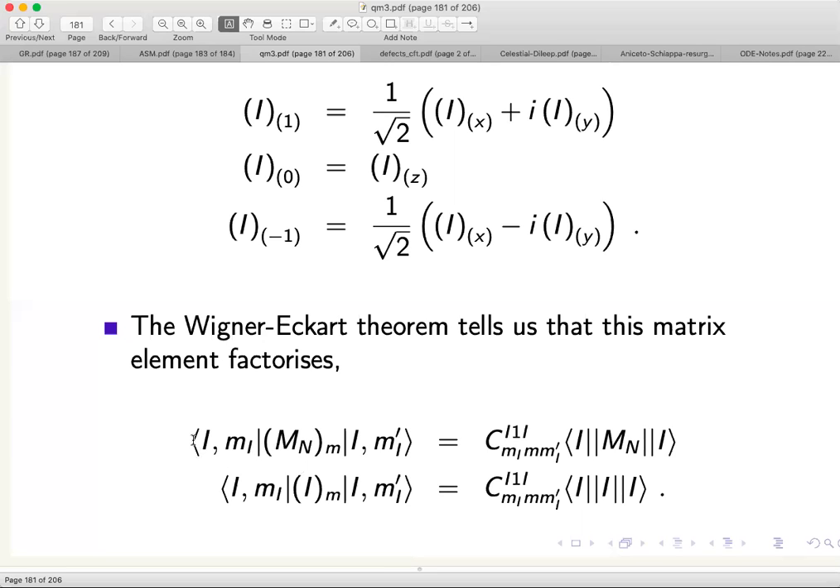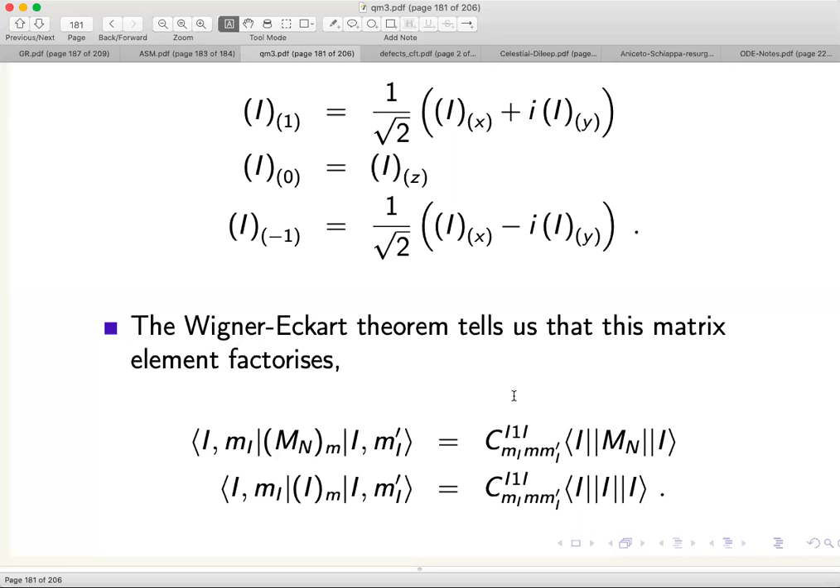The Wigner-Eckart theorem tells us that this matrix element factorizes into the Clebsch-Gordan coefficient times the reduced matrix element. This statement is true for any other vector operator, because it is a statement about tensor operators in angular momentum algebra, nothing to do with the precise form of that tensor operator. So if this statement is true for Mn, it is also true for I, and it tells you this.